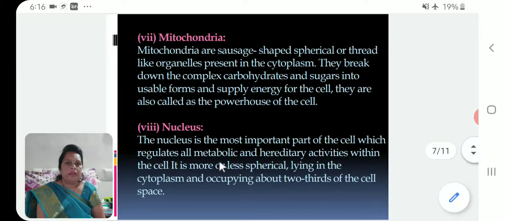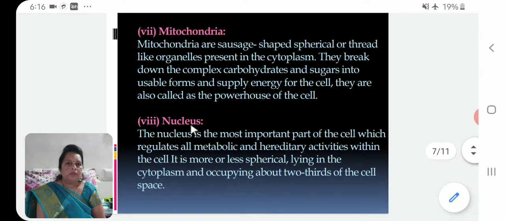Next is the mitochondria. Mitochondria are also called the powerhouse of the cell. They are sausage-shaped, spherical or thread-like organelles present in the cytoplasm. They break down complex carbohydrates and sugars into a usable form and supply energy for the cell. Then next is the nucleus. The nucleus is the most important part of the cell, which regulates all metabolic and hereditary activities within the cell. It is more or less spherical, lying in the cytoplasm and occupying about 2/3 of the cell space.